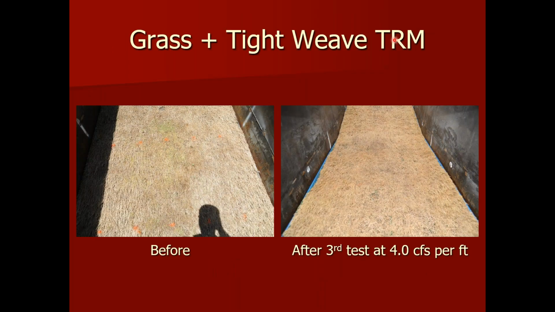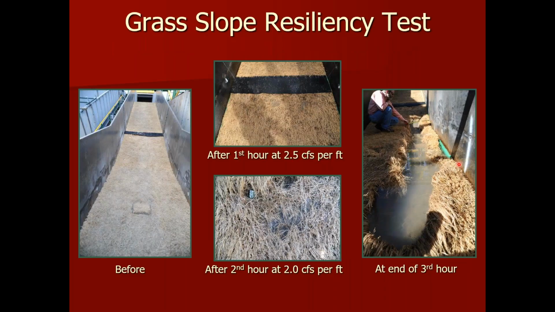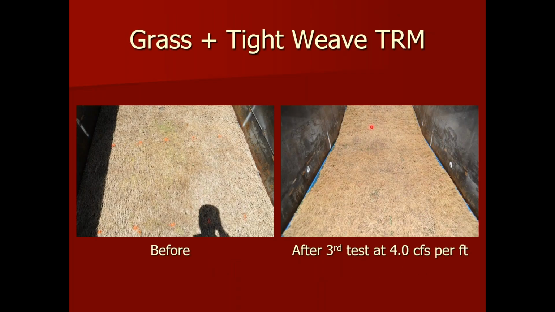Next was to look at what I call a tight weave TRM. I'll talk about that more in a second, but a very low light penetration value on it. You can see a little bit of the TRM starting to poke through here, but after the third test of 4 hours each at 4 CFS per foot, the embankment was still in very, very good shape. So in contrast, at 2 CFS, half that load, at the end of 2 hours, we saw significant damage. The presence of a TRM provided significant levels of performance increase to that vegetated system.